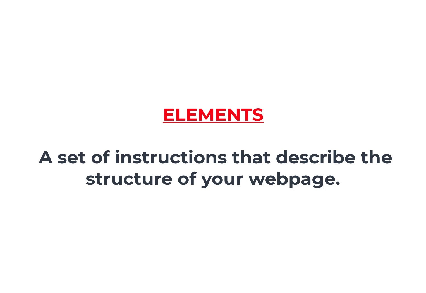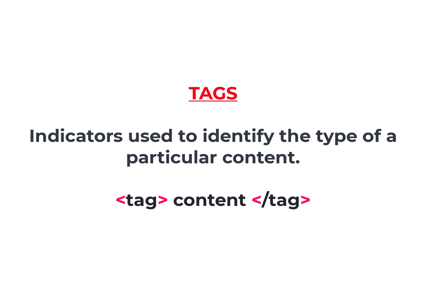Now, elements don't exist on their own. They need to be inside of tags. So you can see those angle brackets, those are tags, and tags are just indicators that describe a particular content or a particular element. So we are going to be treating all those things in this course. So make sure you follow these videos properly to help you master the use of these elements.